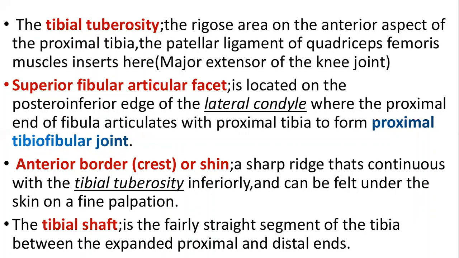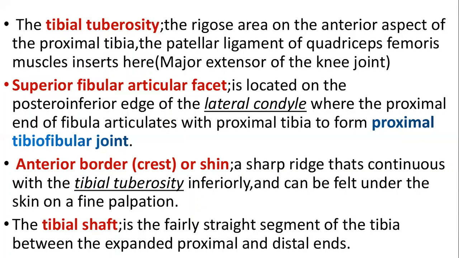where the patellar ligament of the quadriceps femoris muscle inserts here, and the quadriceps femoris muscle is the major extensor of the knee joint. So you have been able to add points to your anatomy, or the anatomy about the muscle. So at least you have this muscle known as the quadriceps femoris, which is the major extensor of the knee.